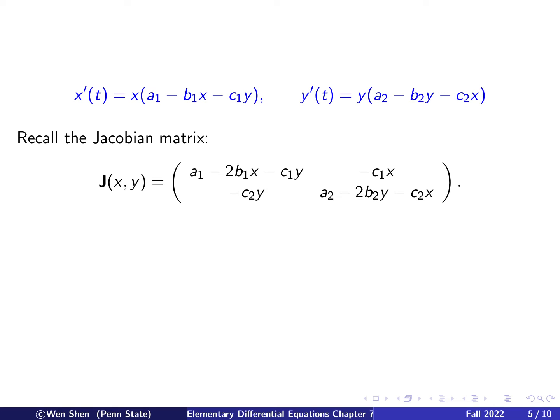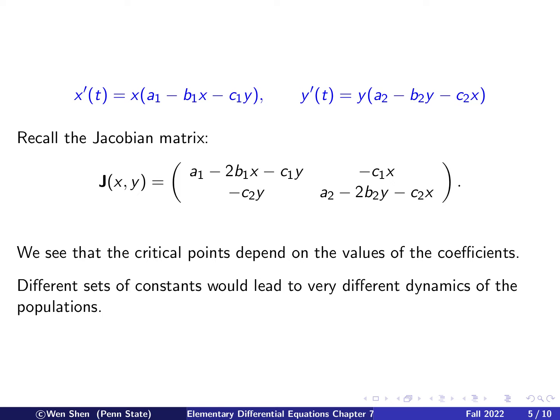Okay, and let's recall the Jacobi matrix for the system here. The Jacobi matrix will be this one differentiating in x, and if we work it out, we'll get that. And then you differentiate this in y, you get negative c1 times x, which is here. And the second row will be differentiating this one in x, you get negative c2 times y, which is here. And then the last was this one differentiated in y, for which you can use the product rule and then clean it up, and you get this expression.